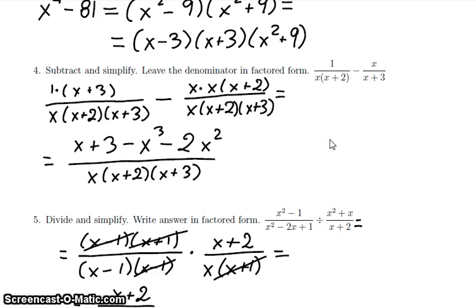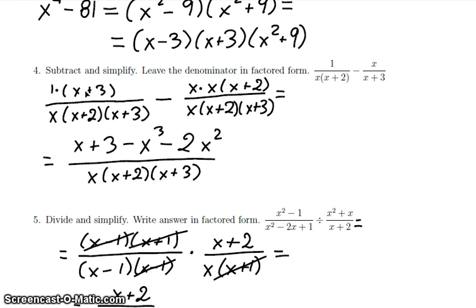Problem 4. Subtract and simplify. Leave the denominator in factored form. So the common denominator for these two rational expressions is x times x plus 2 times x plus 3. So the first rational expression has to be expanded by x plus 3, so you multiply numerator and the denominator by x plus 3. And the second rational expression has to be expanded by x times x plus 2. So you multiply the numerator, so this is x that used to be here. You multiply it by x times x plus 2 to get the common denominator.